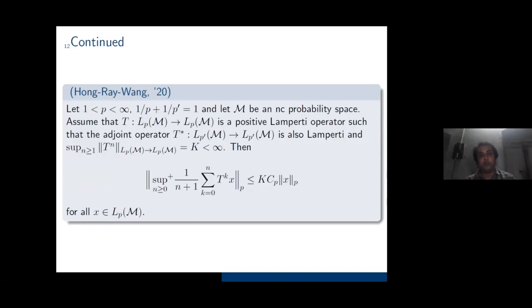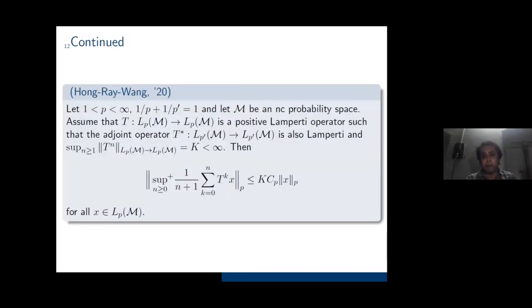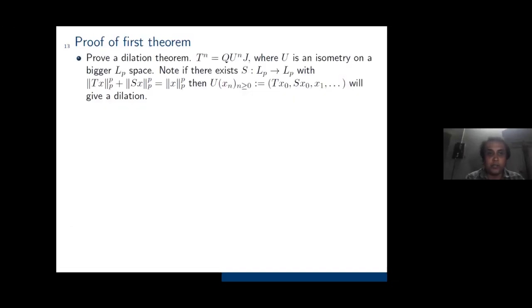Okay. So you see all these ergodic theorems, they are for single p. So that is the main difference that we have with the previous ergodic theorems. Even Junge-Xu's ergodic theorem, which is very effective, but for all p. So, and the main idea is actually this one.